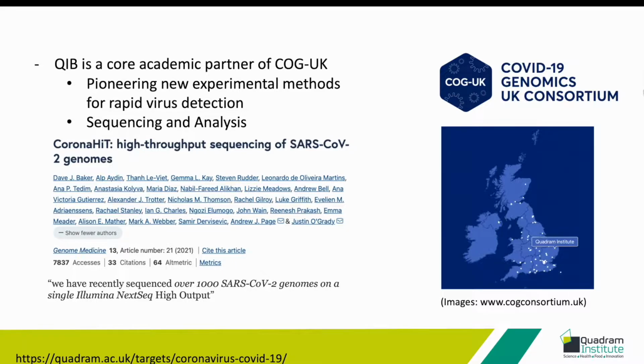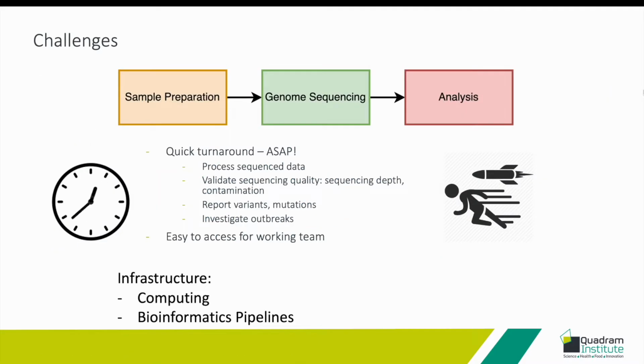We also provide sequencing analysis capacity on the viral genome. Our experienced scientists then developed CoronaHiT, a method for sequencing at large scale multiple viral samples, which can be over 1,000 viral genomes on a single Illumina NextSeq run.